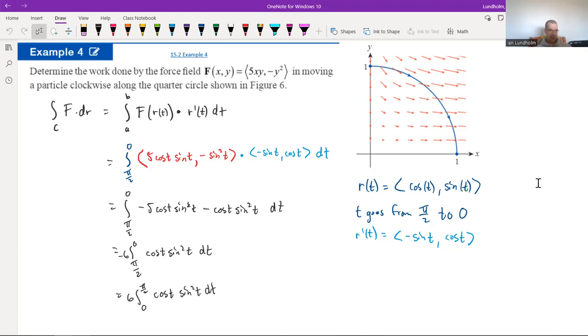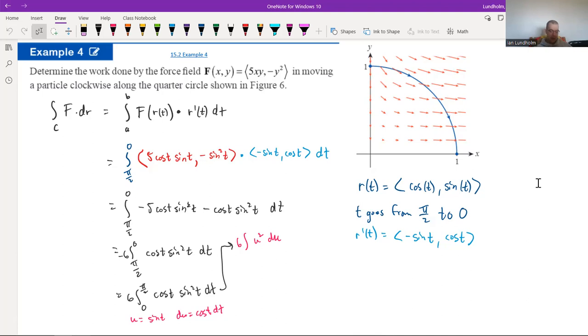And then I've got to do a few more steps to finish this one out. Okay, let's not make the arrow that big. There's going to be a u sub. All right, I'll write the u sub down here. u equals sine t, du equals cosine t dt. So that turns this integral into 6 times u squared du.